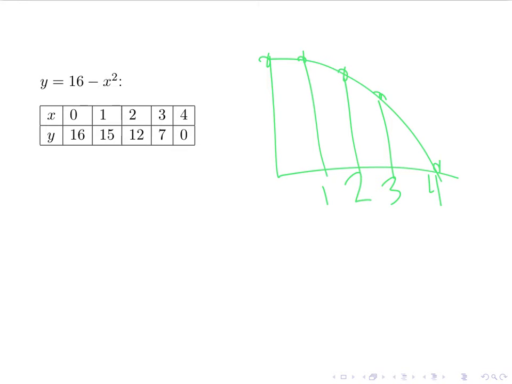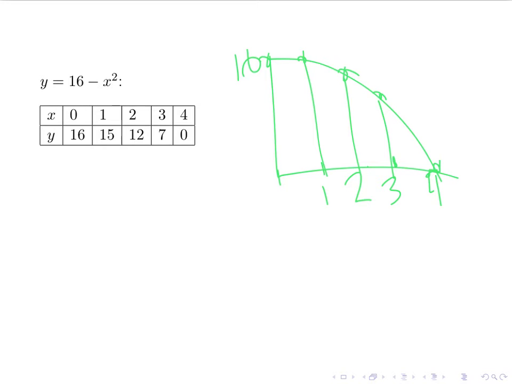I'm finding those y values by just plugging in my function. So if x is 0, I'm at 16. If x is 1, I'm at 15, right? 16 minus x squared. At 2, I'm at 16 minus 4, which is 12. At 3, I'm at 16 minus 9, which is 7. And then at 4, I'm at 0.